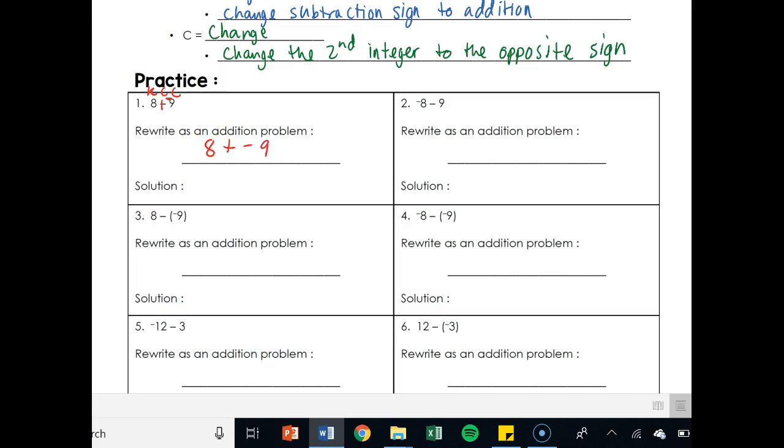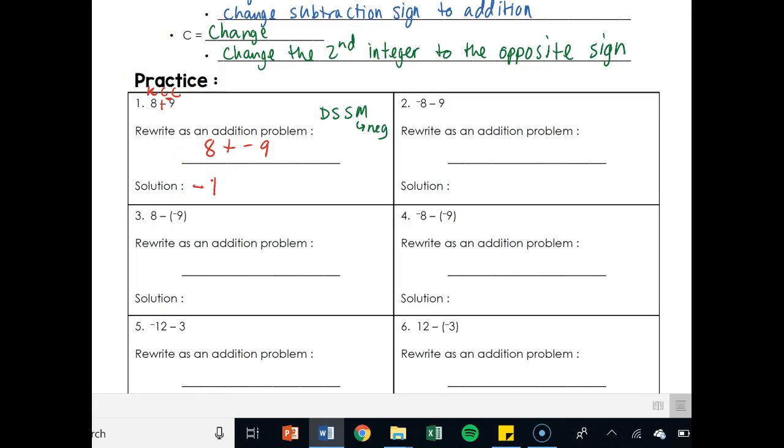And we know now we just apply our rules. It's either SSAK or DSSM. Well, these are different signs. Because they are different signs, it's a DSSM. So different signs subtract, keep the sign that you have more of. So 9 minus 8 is 1. I have more negatives. So therefore, my answer is going to be negative 1.